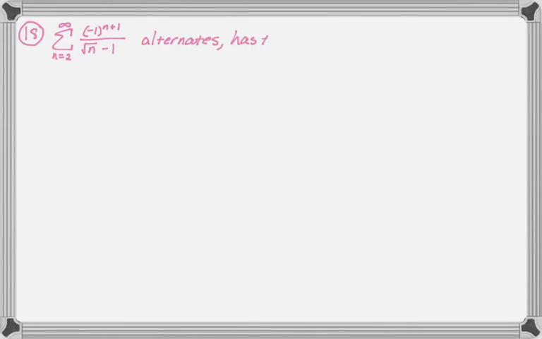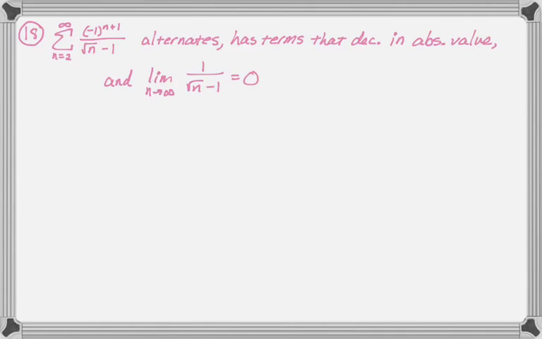So we need alternating. We need terms that decrease in absolute value. So the numerator is a constant and the denominator is growing, so we know that this decreases. And we need the limit to be 0, but this definitely goes to 0, right? Because the numerator is constant and the denominator increases. So if we can say those 3 things, then we can say that the series converges by the alternating series test. So that one was very straightforward, and that was nice.